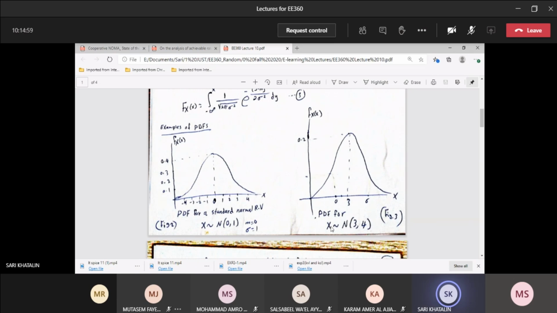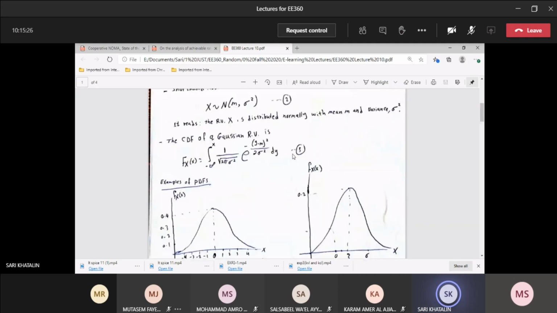We have the normal distribution where m is equal to 3 and sigma squared is equal to 4. And also in this case, when you plug in the numbers and x is equal to 3, the peakedness here is going to be 0.2. Okay, you can try it yourself at home and verify that as an exercise.